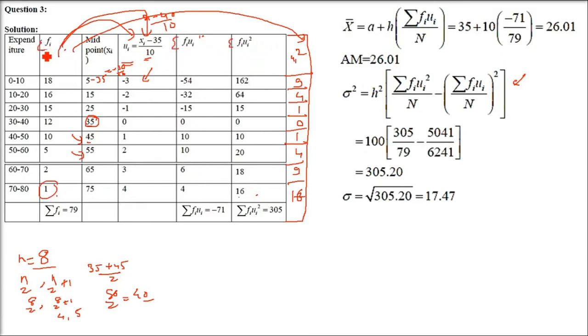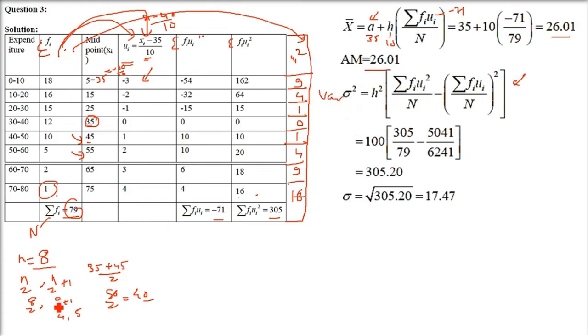Now take the sigma fi ui whole square and sigma fi. This is minus 71, this is 305 and this is 79. So for the mean, we already saw the formula: a plus h sigma fi ui by n. In place of a, you have taken the assumed mean as 35, right? H is 10, we divided by 10. Sigma fi ui is minus 71, right? Minus 71 here. Capital N is 79. Just write it here, 79. Okay, this is going to be 26.01. Arithmetic mean is 26.01.